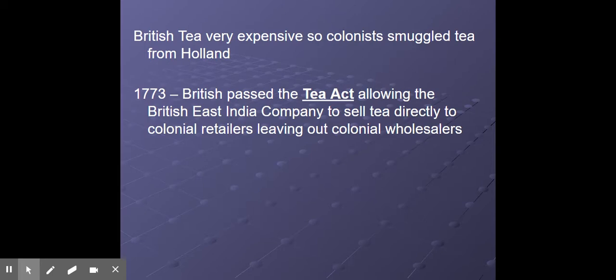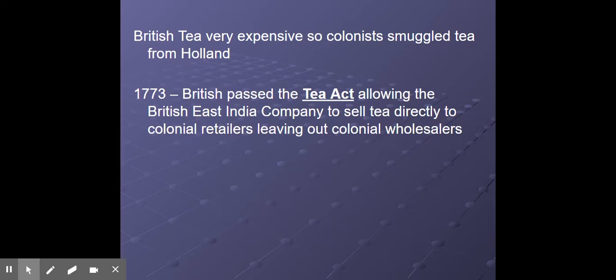Now, what that does is it allows the British East India Company, which is a big trading company, and if you're familiar with Pirates of the Caribbean, these are some of the bad guys in Pirates of the Caribbean, to sell tea directly to colonial retailers without going to colonial wholesalers. Your retailers are your shop owners. What the shop owners used to have to do is go to a wholesaler, and the wholesaler brokers the deal between the retailer and the British East India Company. What that means is your goods are going to be more expensive because everybody wants their cut. The British East India Company wants money, the colonial wholesalers want money, and the colonial retailers want money. So what this does is it takes out that middleman.